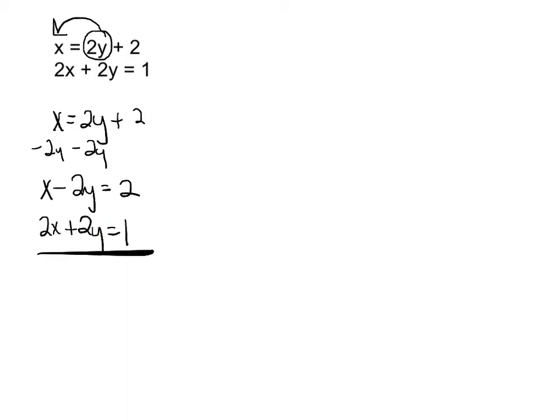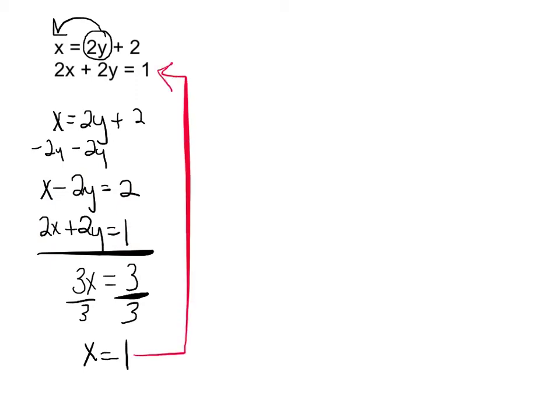1x plus 2x gives you 3x. Your y's cancel. Every time, something has to cancel. So negative 2y plus 2y cancels. Equals 2 plus 1 gives me 3. I divide both sides by 3. x equals 1. So I'm going to take my 1 and pick an equation. It does not matter. You can plug it into any of these equations. I'm going to plug this 1 into the second equation.